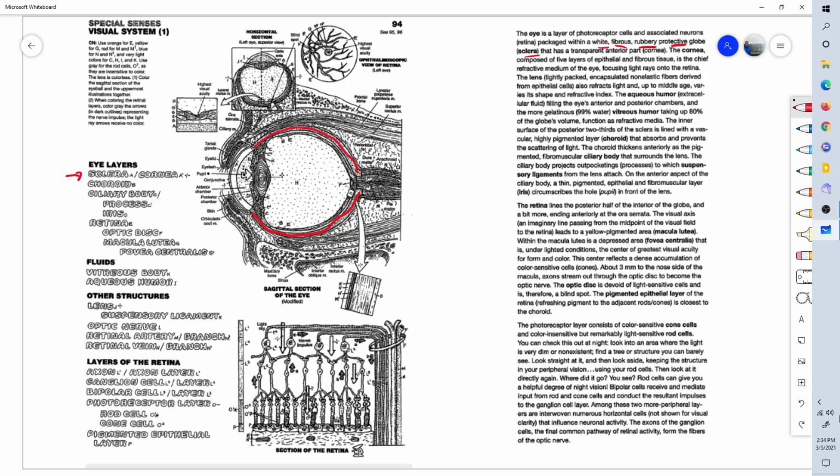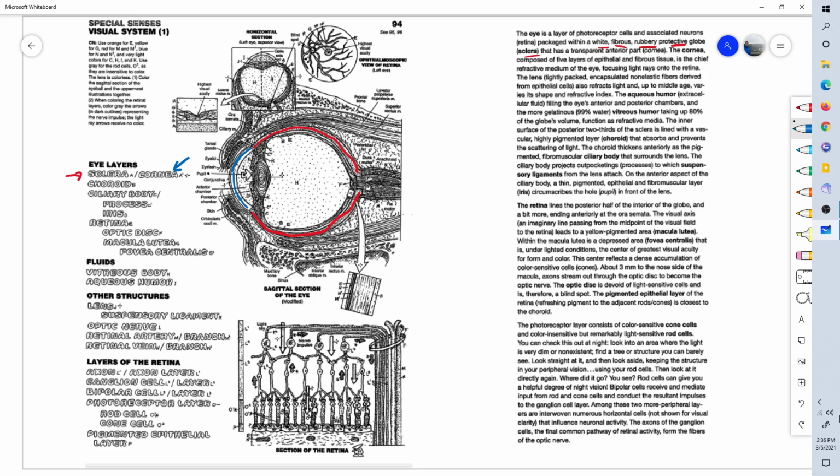And it is continuous with a transparent layer called the cornea. In other words, it's see-through, it's clear. And that's this layer here, the cornea. So the cornea and the sclera appear to be one continuous layer, or connected with one another, and they are, one is clear, one is not. The sclera in red here is not clear, it's white. The cornea is clear.